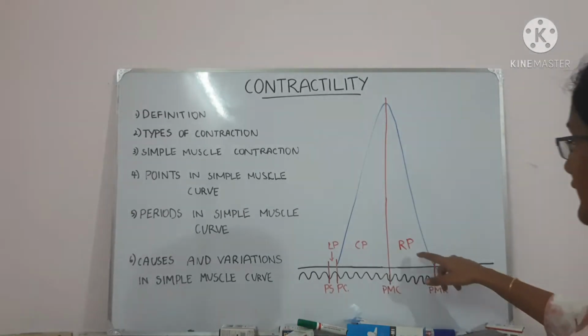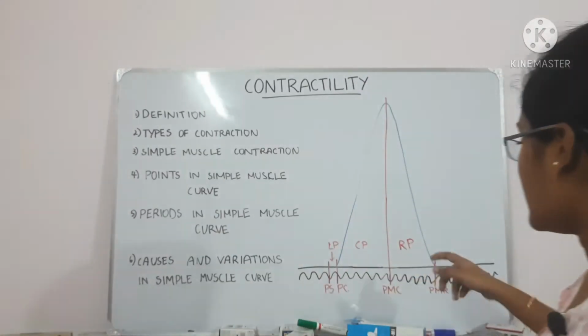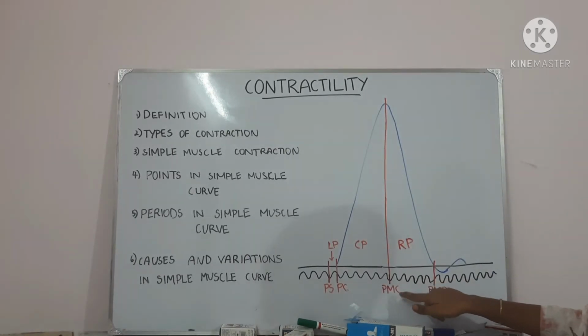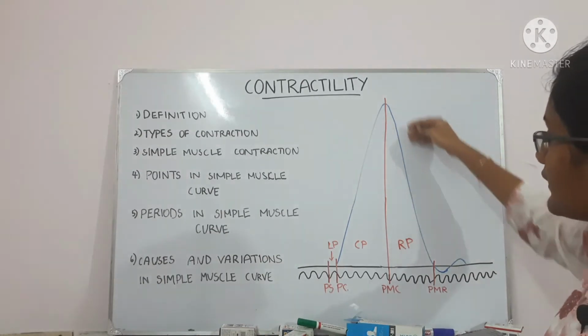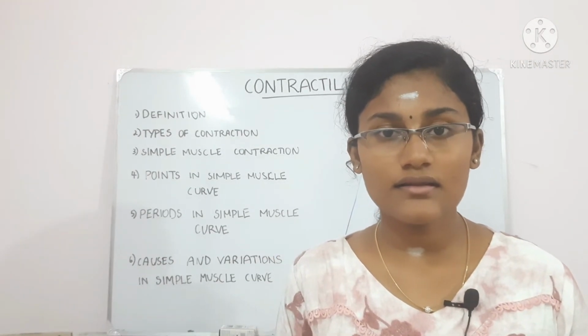And during relaxation, the relaxation period is when the muscle relaxes, and this period is between the point of maximum contraction and the point of maximum relaxation. Okay, so this is the downward deflection of the curve. So we can say that during the relaxation period the muscle is relaxing.